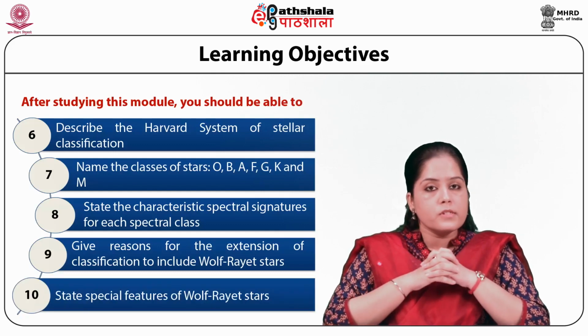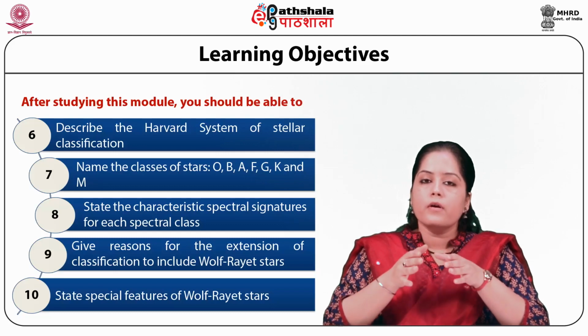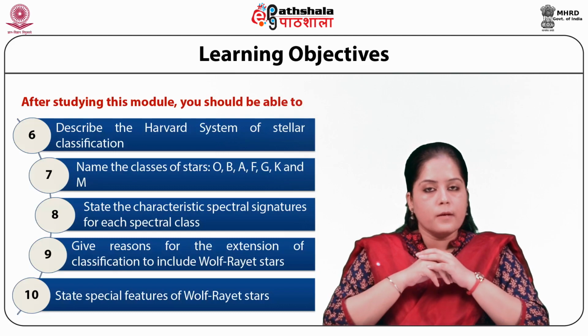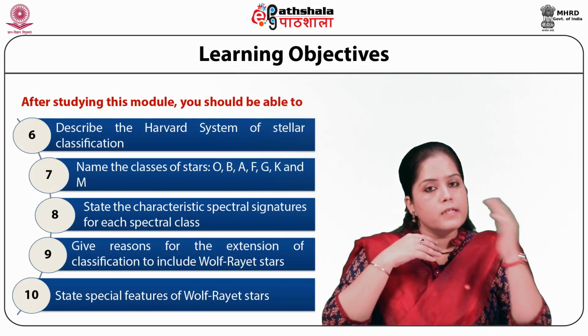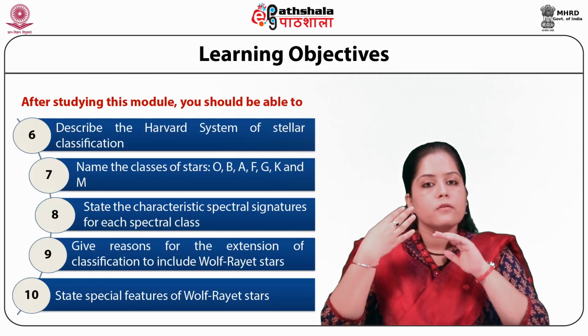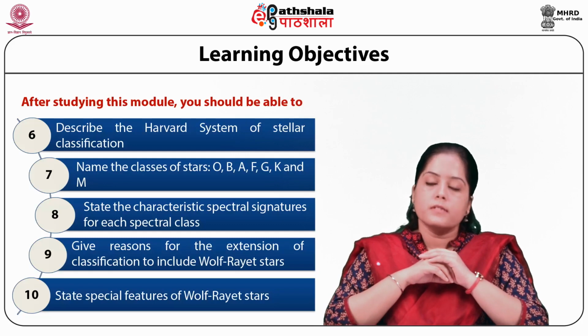Then we will also understand that the stars belonging to the first three major classes are called early type, and those belonging to the last four are known as late type stars. So let us start with a basic introduction about the module.